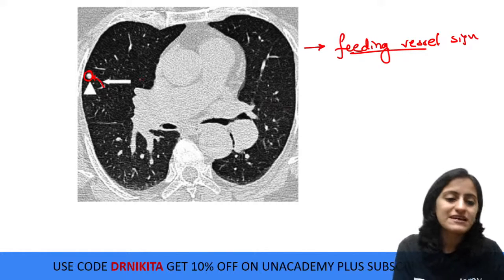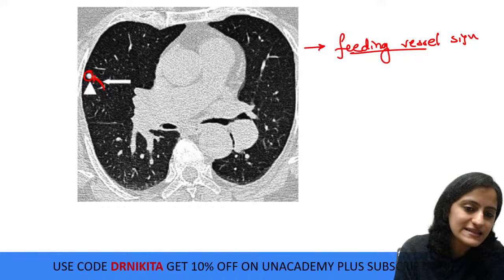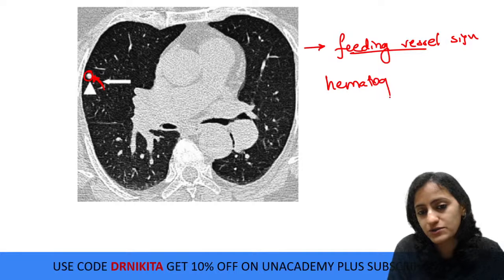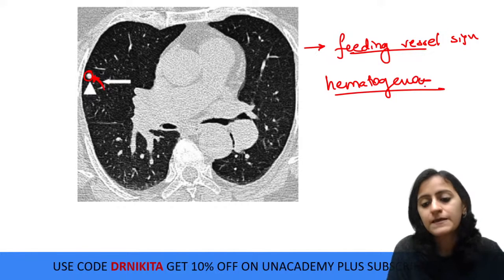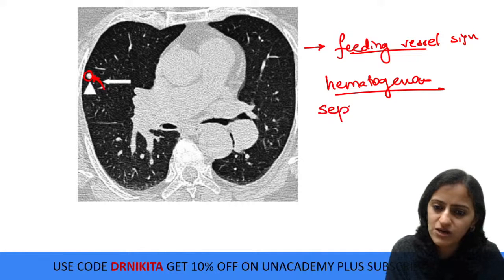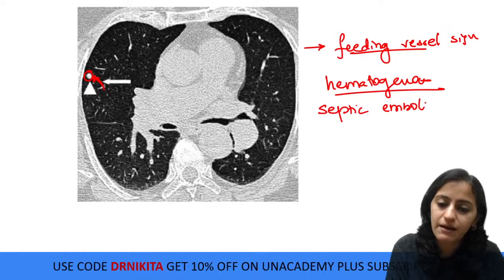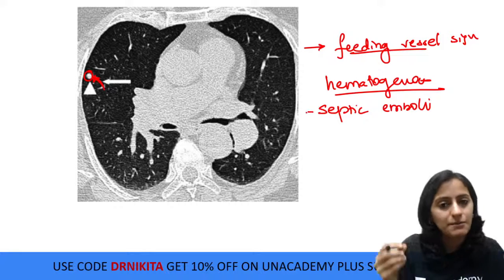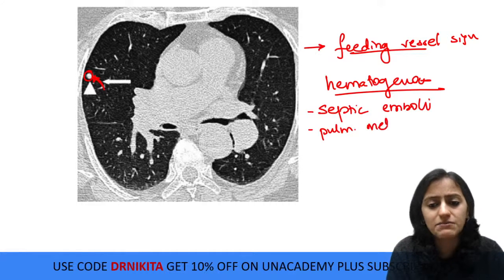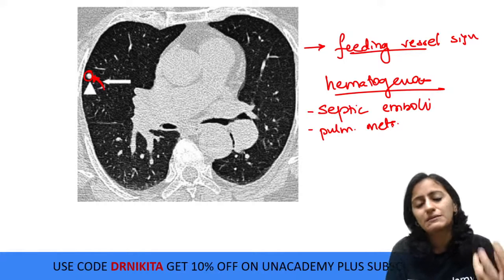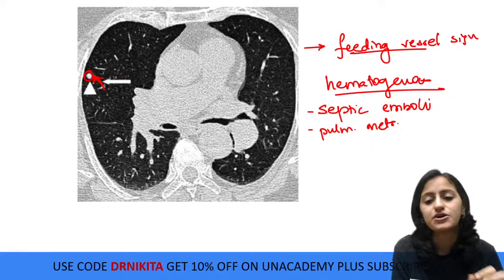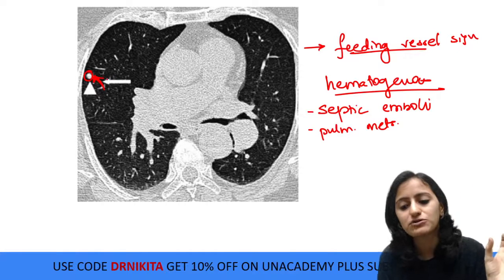Absolutely right. So the feeding vessel sign basically indicates that this is a hematogenous spread nodule. This nodule has come there because of the hematogenous spread, and that is very commonly seen in septic emboli. Septic emboli, that is hematogenous spread. It might be seen in pulmonary hematogenous metastasis as well, pulmonary secondaries, pulmonary infarct. So the feeding vessel indicates hematogenous origin.